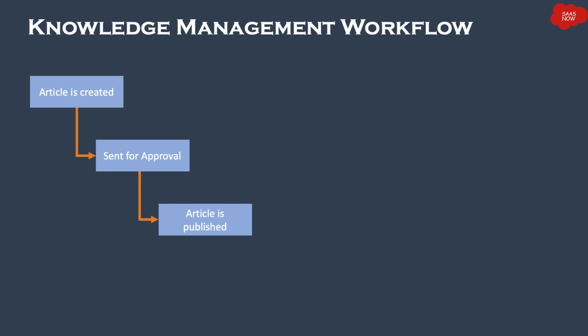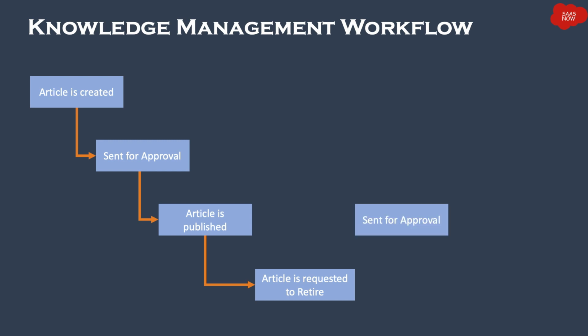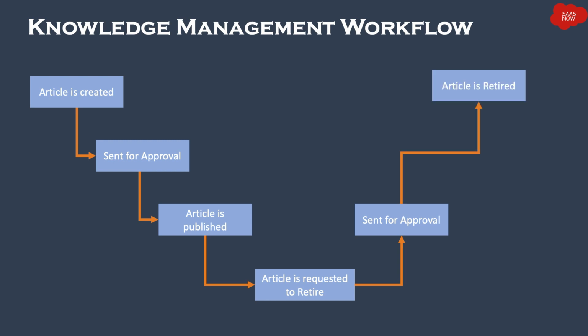There can also be situations when authors want to retire the articles. In that case, the author can request retiring the article. Then it goes for approval to retire the article. And once approved, the article is retired. And in this case, users can no more view the article. So overall, users can view published articles, and that makes sense.